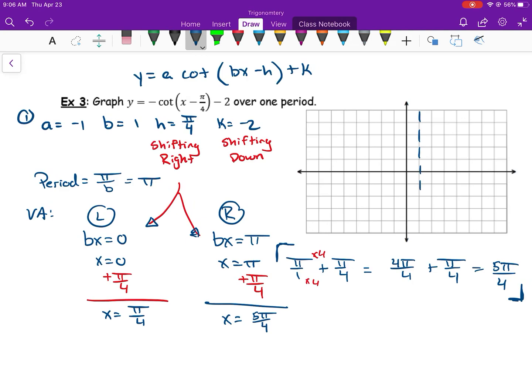Looks like I'm going to put it in the quarters. So I'll do the first asymptote right there. Call this pi over 4. 1, 2, 3, 4 blank spots. Draw my next asymptote, which will be 5 pi over 4. I'm going to find the middle of this.